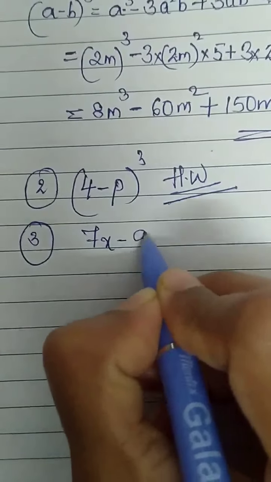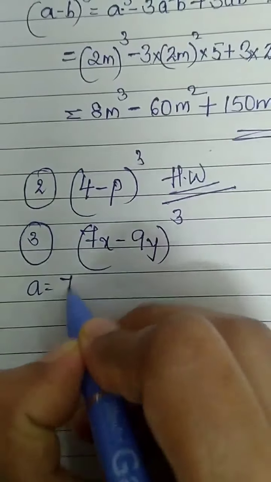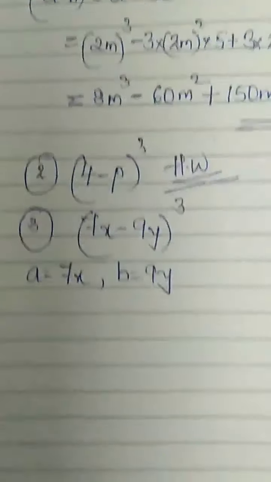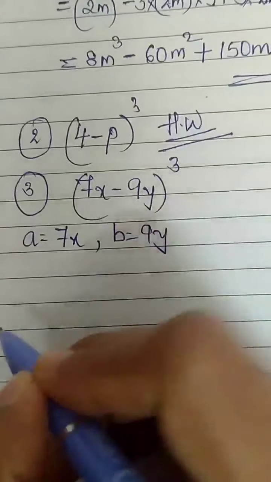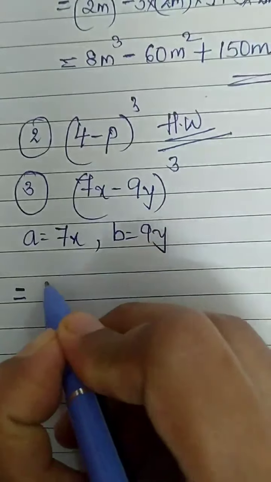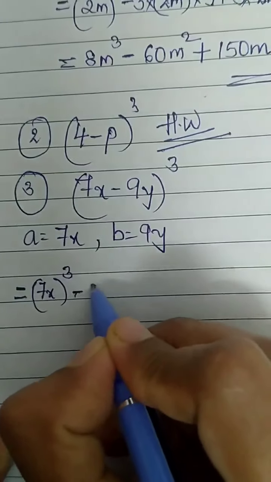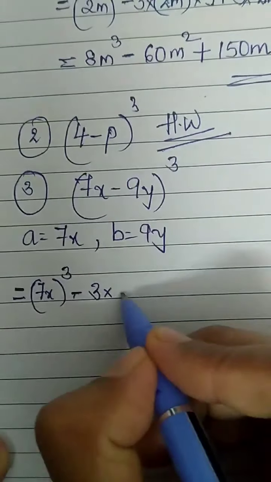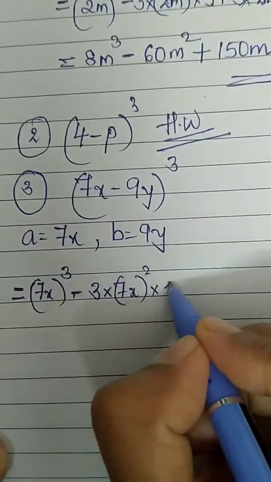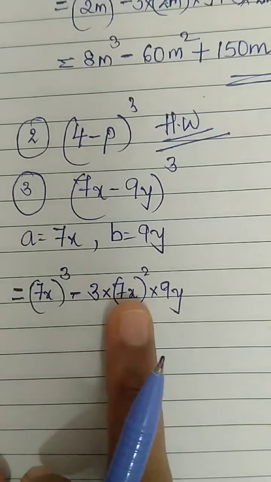(7x − 9y) the whole cube. So a is 7x and b is 9y. Now we are okay with the formula, so we will substitute it directly. Start from equal to. First is a cube. So (7x) the whole cube minus 3 into a square, that is (7x) square, into b. b is 9y. Again check: a³ − 3a²b.